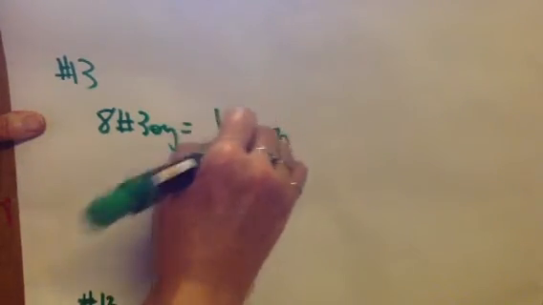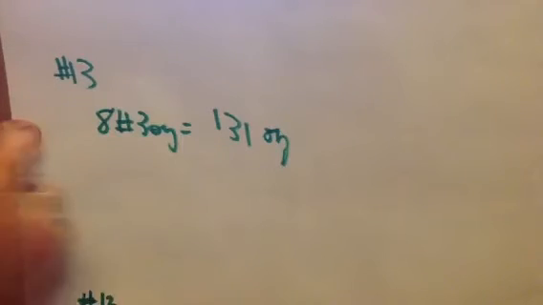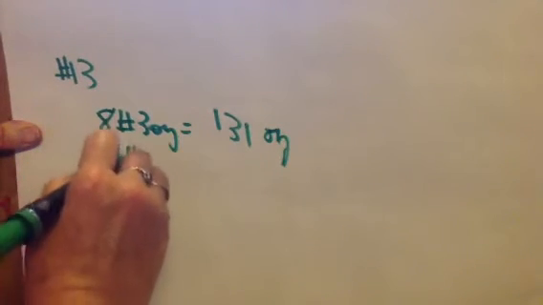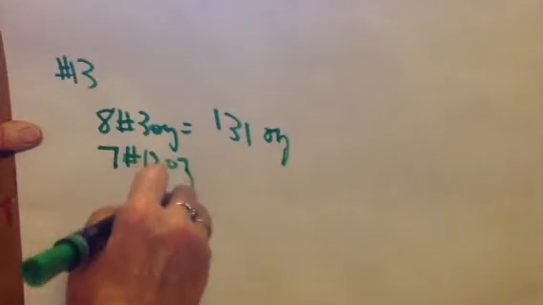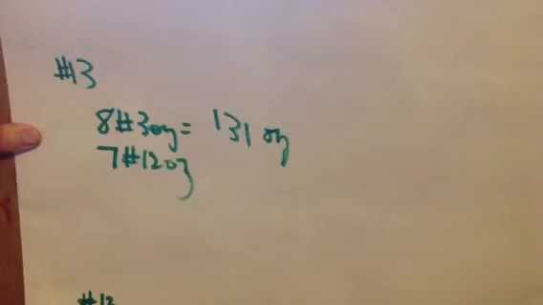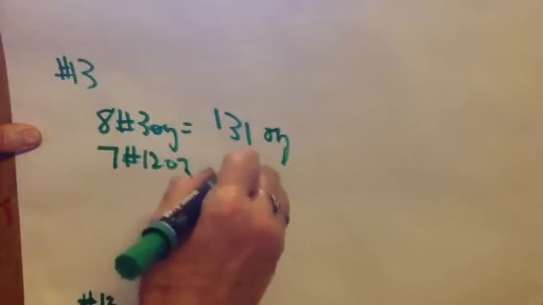Okay, number 13. We're wanting to know the percent of weight loss that this baby has had. So it weighed 8 pounds 3 ounces at birth. So we want to change the 8 pounds 3 ounces to just ounces. So we have 131 ounces that the baby weighed at birth. The baby then weighed 7 pounds 12 ounces, and that is 124 ounces.